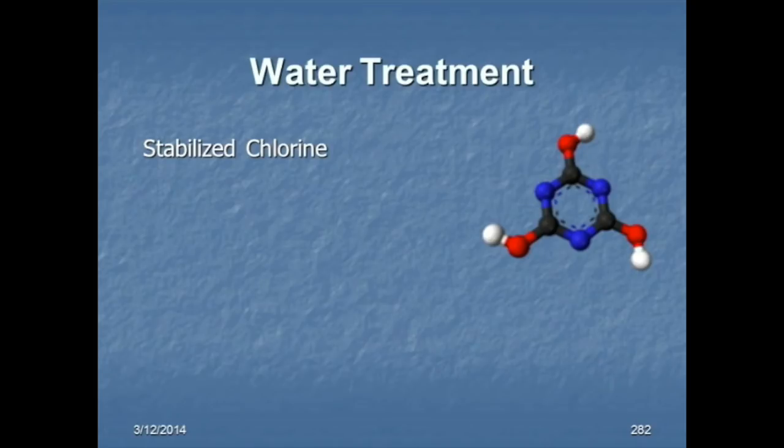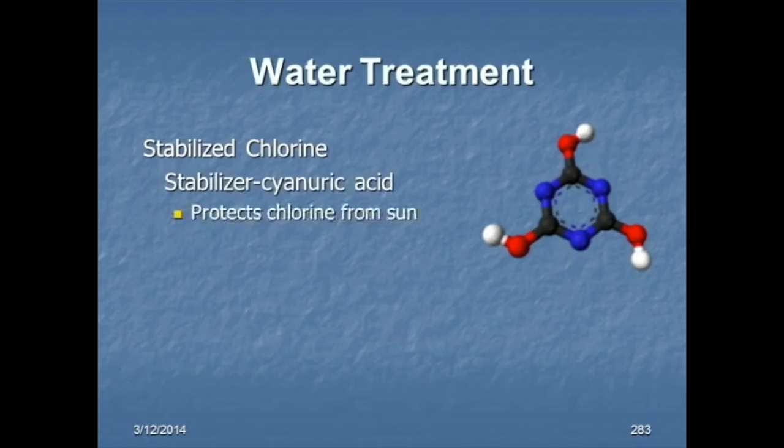Stabilized chlorine, another type of chlorine. Now, we've already talked about stabilizer and stabilized chlorine all the way back in the very first section, the healthy swimming section, that if you're using a stabilized form of chlorine or have added stabilizer to the pool, then you need to take different steps in the event of a diarrhea accident in a swimming pool. Well, what is stabilizer? Stabilizer is cyanuric acid. It protects the chlorine molecule from sunlight.